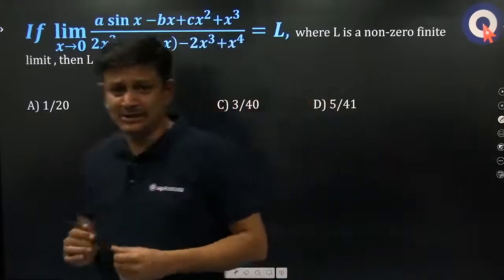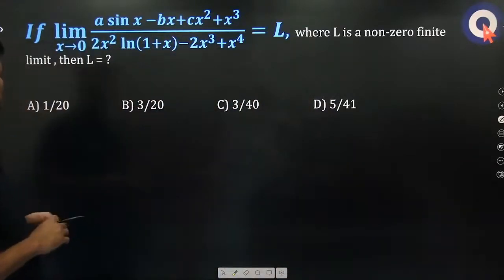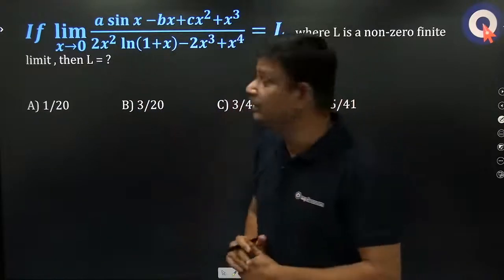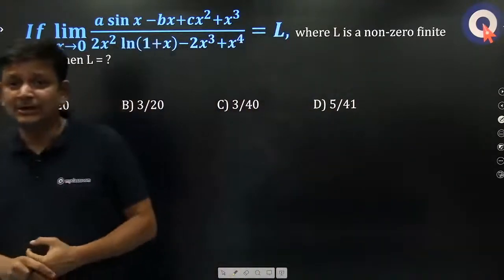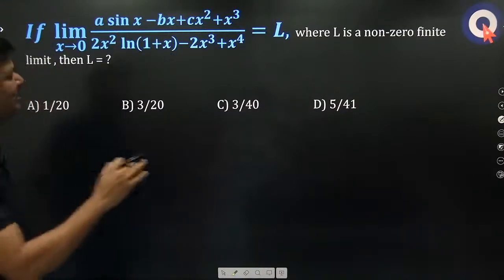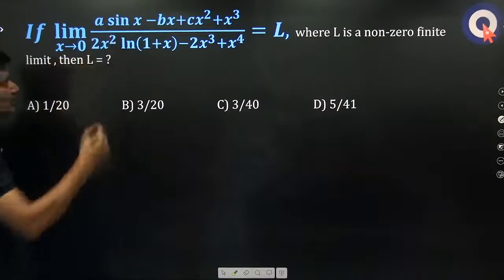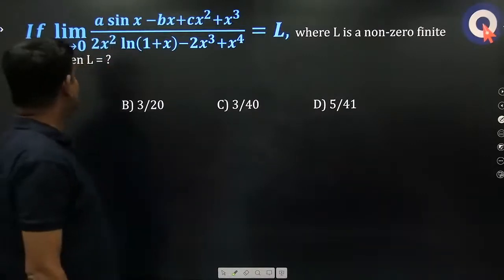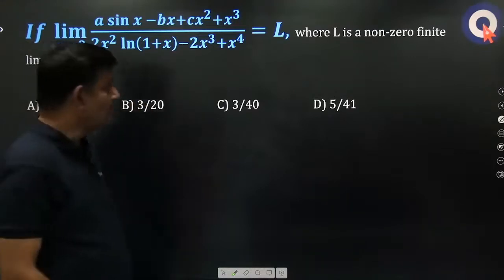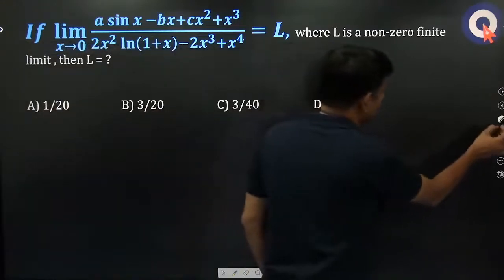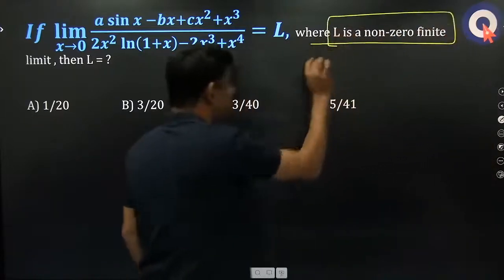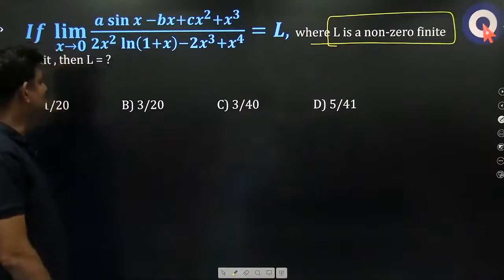This is a pure power series question. Limit x tending to 0, a sin x minus bx. Such type of questions are being asked regularly in power series. So you have to have some hands-on practice on these questions so that you can do them comfortably. Just understand the logic here. x is tending to 0. You want the limit to be a non-zero finite limit. Now, when will this be a non-zero finite limit?